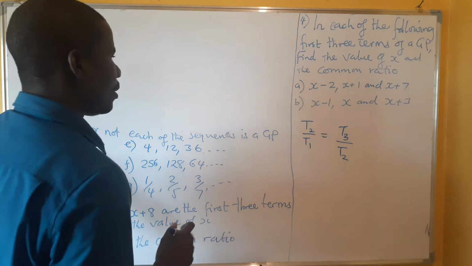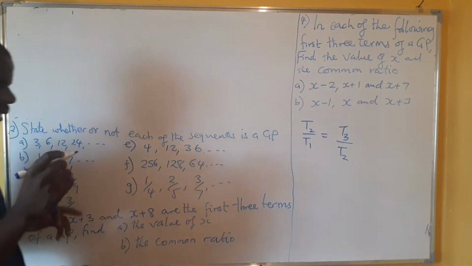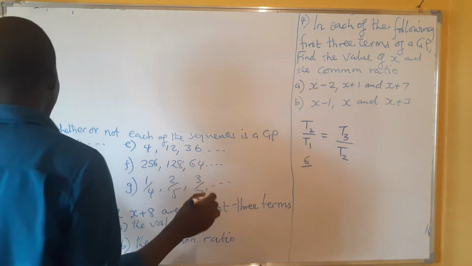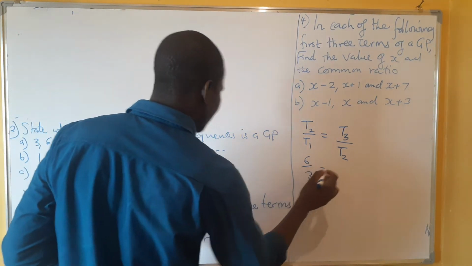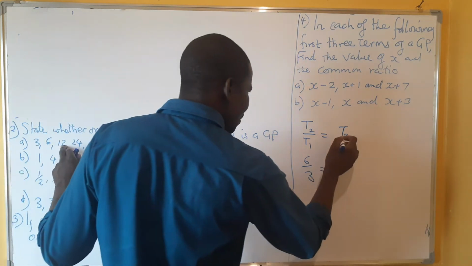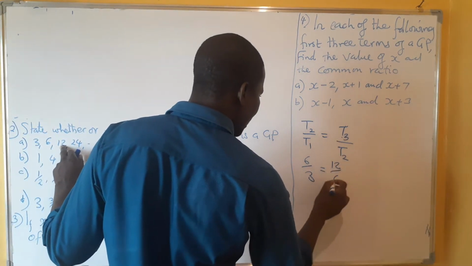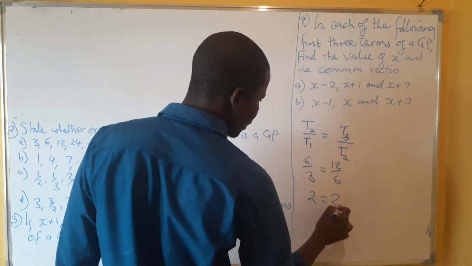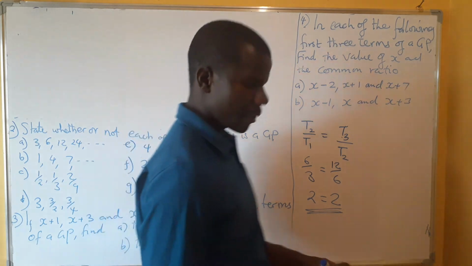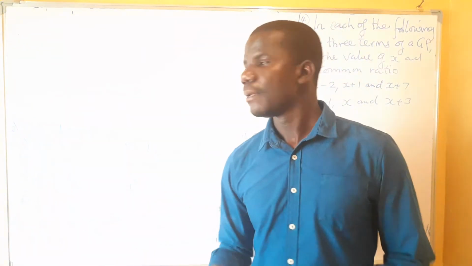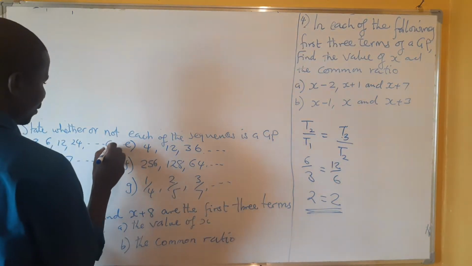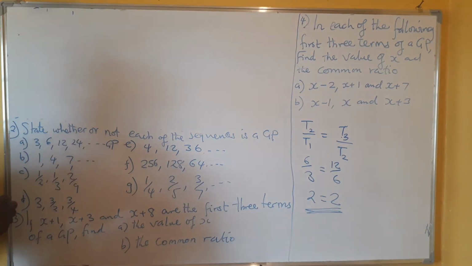Here. Our T2, which is the second term, is 6 divided by the first term, which is 3. This is equal to the third term, 12 divided by 6. This reduces to 2. This also reduces to 2. These two are equal. If the two are equal, then what we have is a GP. So it's a GP, this one. All right? This is a GP.